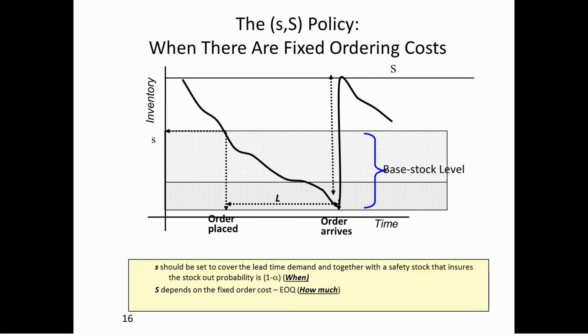When there are fixed ordering costs, we'll call that the little s, big S policy. Little s should be set to cover the lead time demand with the safety stock, to ensure we don't stock out over the lead time, so that would be over this part. And big S is to ensure that the fixed costs are optimal, which we call EOQ. So this particular s, S policy is now going to incorporate that.